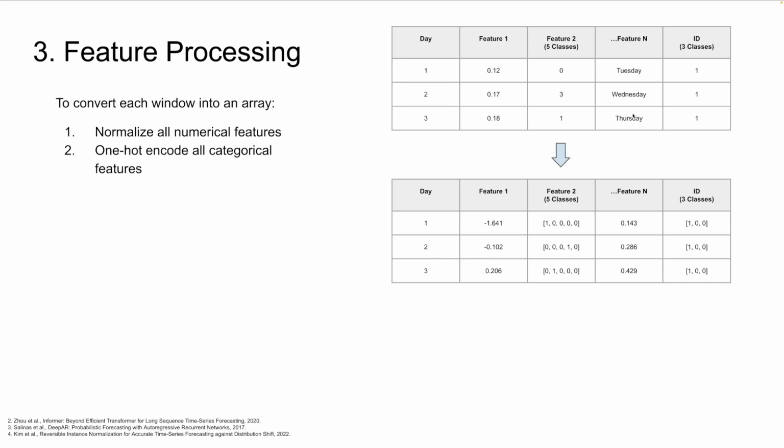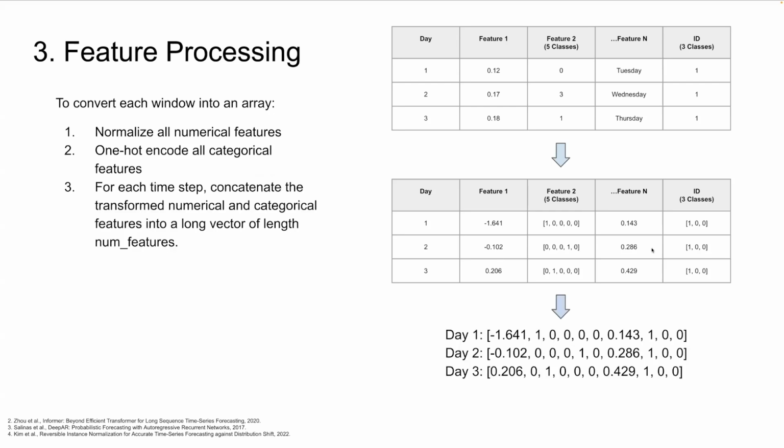And then given this raw data frame that we have on top, after we do all the data processing, we'll convert it to the second table here. And then for each time step, we'll just concatenate all the features into a long vector. So we end up with one vector for each time step. And the final array will have shape t plus tau, where t is the context length and tau is the length of the forecast horizon.